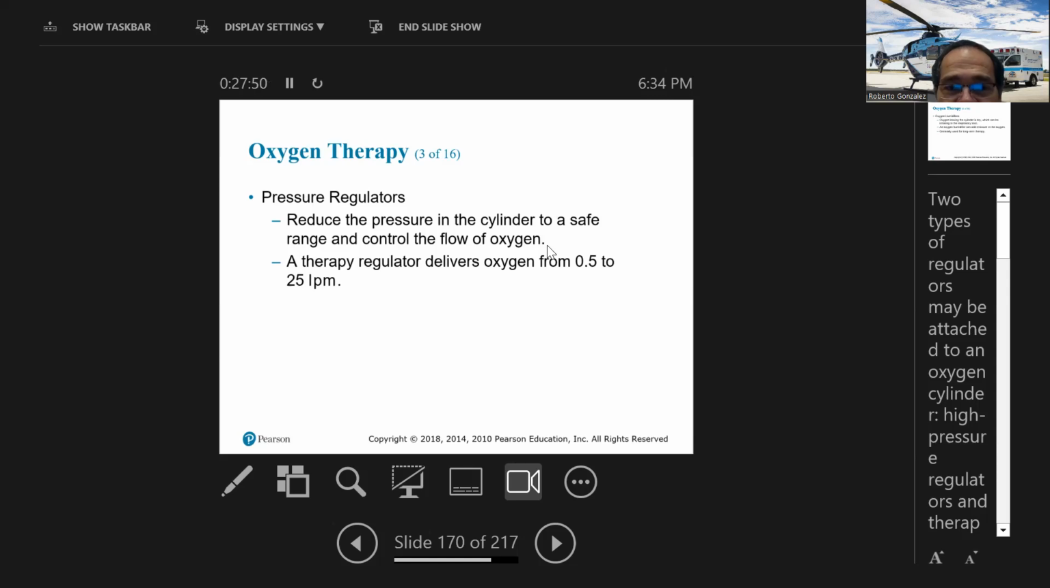Pressure regulators reduce the pressure in the cylinder to a safe range and control the flow of oxygen. A therapy regulator delivers oxygen from 0.5 to 25 liters per minute. I mean, that's a big difference right there.